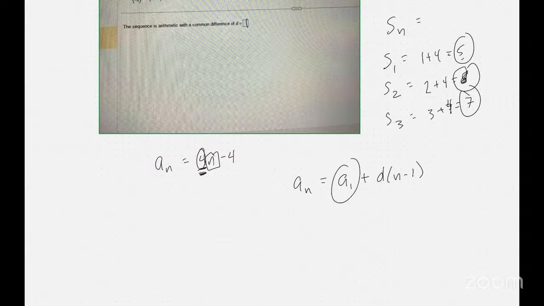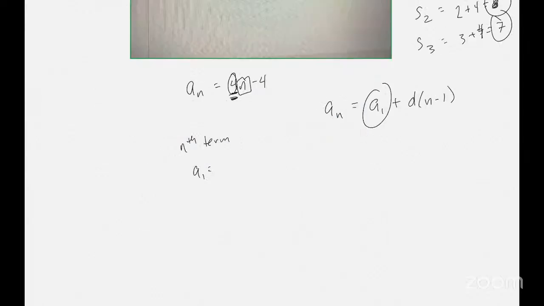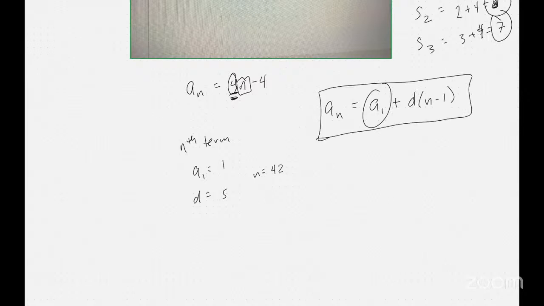Okay. This next one says find the nth term of the arithmetic sequence whose initial term a1 and common difference d are given. What is the 42nd term? It's saying that a1 equals 1 and d is 5. So then a sub n equals 1 plus, just plug it all into that formula. Plug 42 into there, so it's 41 times 5.